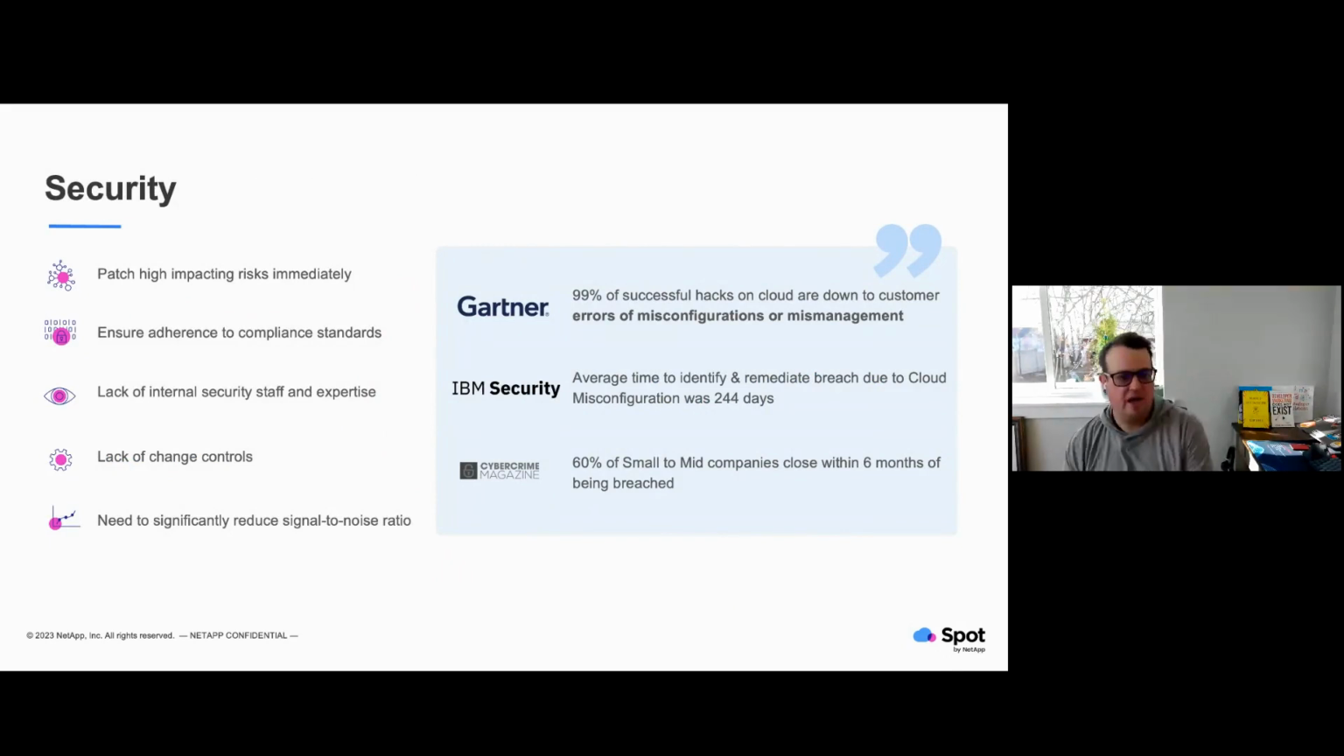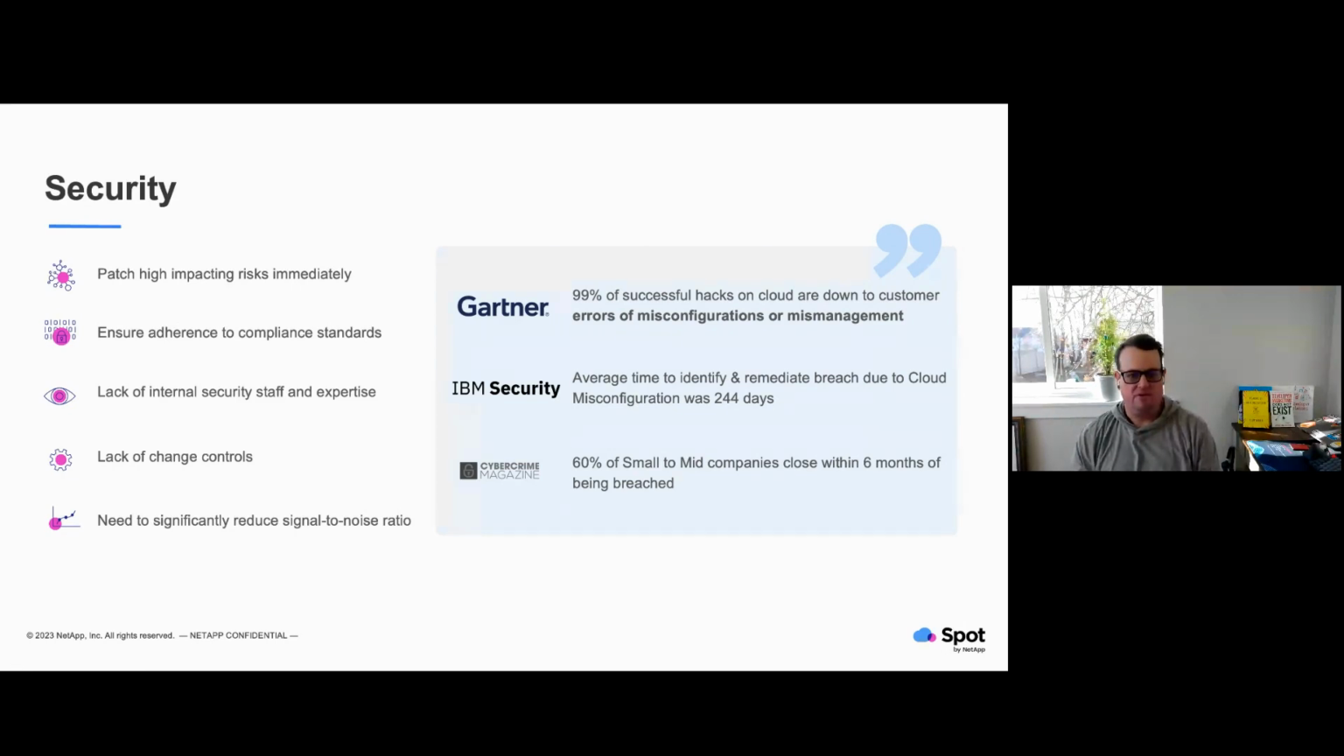Because if you're not patching high impacting risks immediately, you're not ensuring adherence to your compliance standards, you're lacking internal security staff and expertise, you're lacking proper change control, and you're needing to reduce your signal to noise ratio. If you have any of these problems on the left-hand side, you are not running in a well-architected framework. And it's important that you run these workloads well architected because it makes your support and your cloud experience as a whole easier.